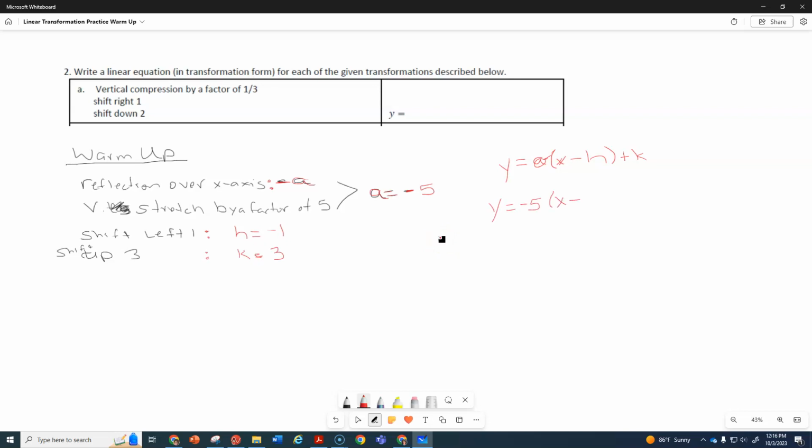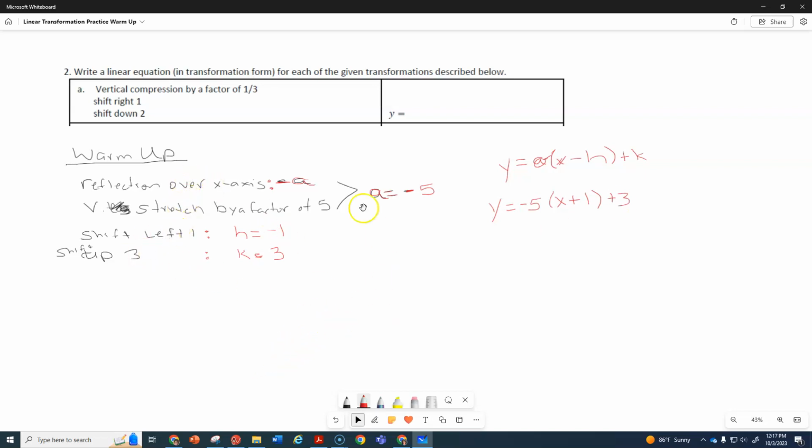I'm going to write x minus, and then I'm plugging in a -1, so that becomes +1, because that negative sign right there changes the sign of whatever I'm plugging in. So I'm plugging in a -1, so that ends up being a +1. And then I keep the sign of whatever K is. K is a +3, so I'm going to write +3. And that's all there is to it.